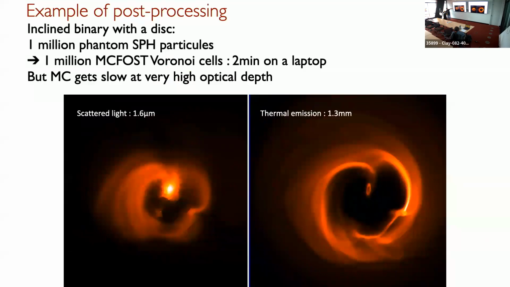And that's what it looks like, basically. So in that case, it's a 1 million particle simulation of binaries. It's HG 100-142 from Daniel's paper. And you can see that it looks very nice in thermal emission because we're probing the midplane where we have a lot of resolution in SPH. But of course, one of the problems is when you go high in the disk in scattered light, you start to see the Voronoi cells. So we're losing a bit of resolution there.